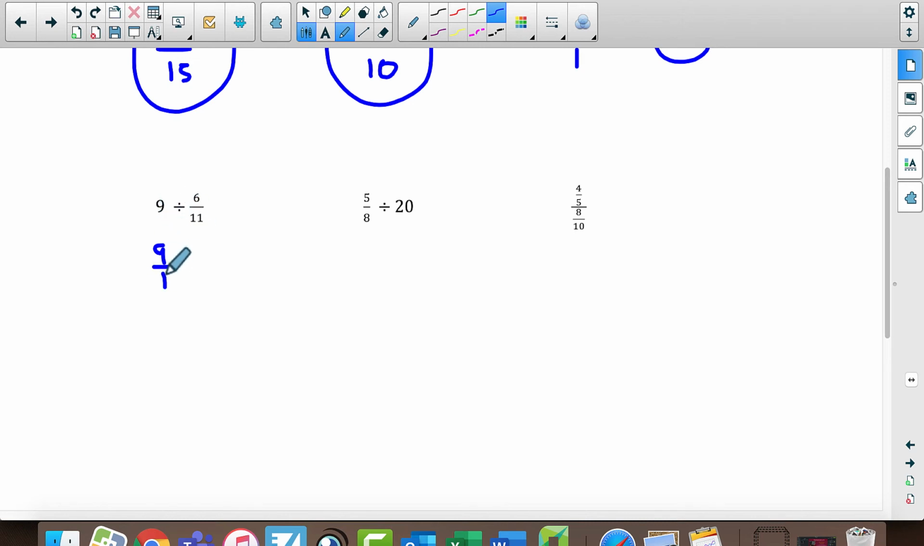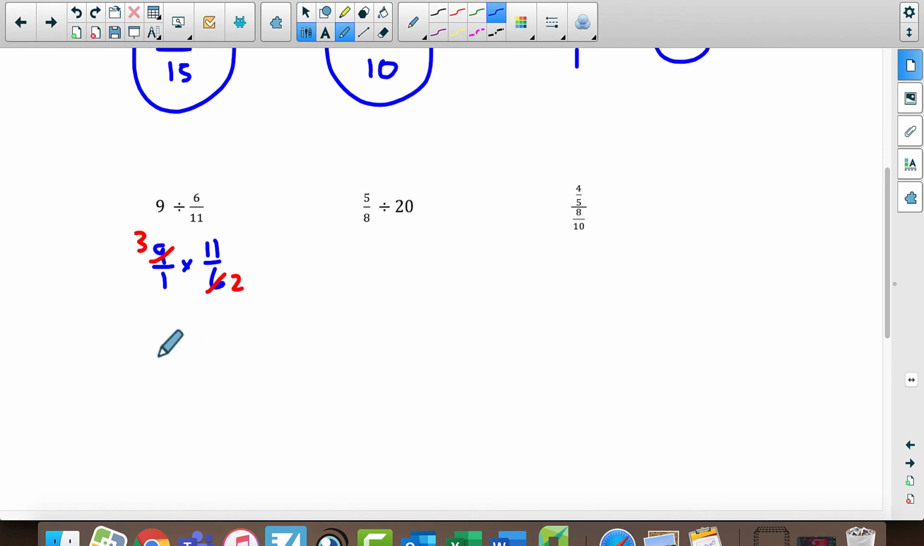9 is the same as 9 over 1, right? They're completely equal to each other. I don't want to divide, I want to multiply, and then I flip the second fraction. So instead of 6 over 11, 11 over 6. Ninja slice? Yes, the 9 and 6 can both be divided by 3. 9 divided by 3 is 3. 6 divided by 3 is 2. Now we're good to go.